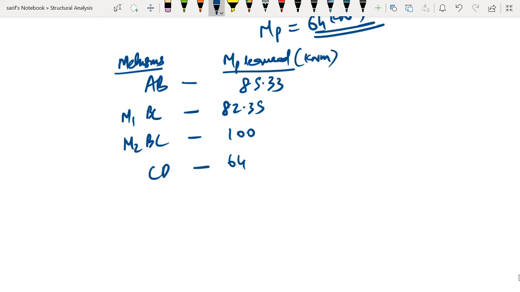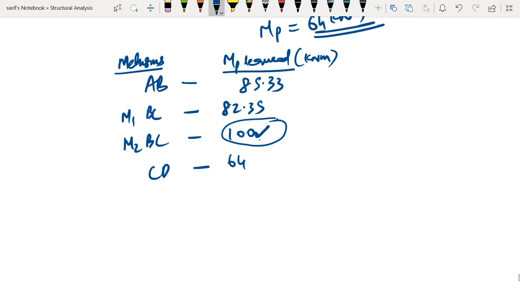Now here we have to choose the largest required value, because the largest Mp requirement is this one, and therefore the section that we are providing should be capable of resisting the largest moment requirement, or the moment demand. So we will be choosing the largest Mp value. Because if we are designing only for 64, then it is not capable of taking 100. But if we are designing it for 100, it is capable of taking all the lower values, so we will be choosing it as 100.